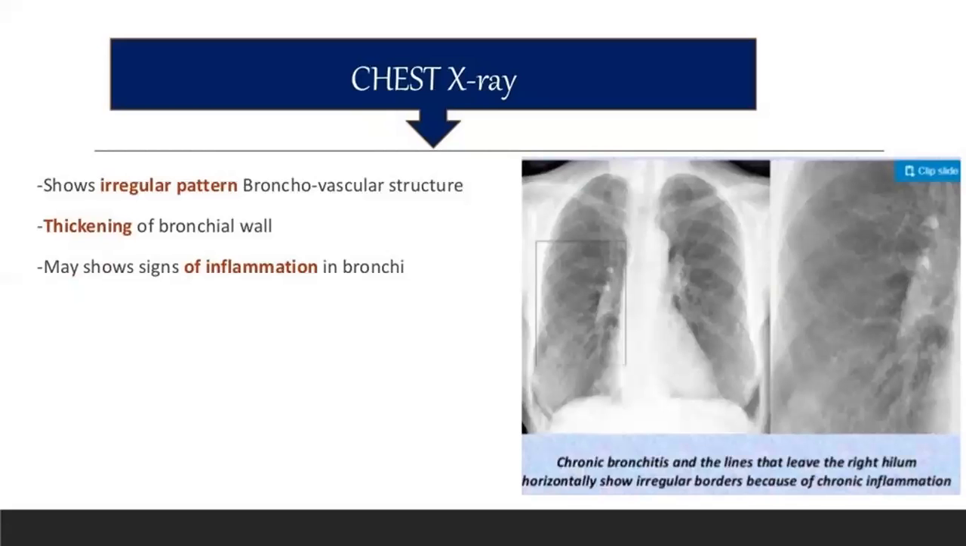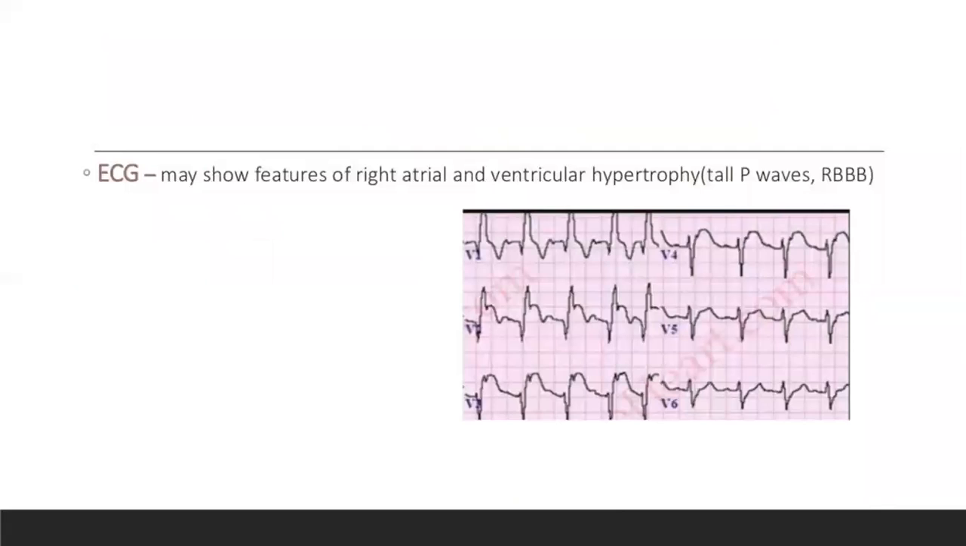Here you can have a look at the chest X-ray. This is chronic bronchitis, and the lung shows irregular borders because of chronic inflammation. This shows an irregular pattern, bronchovascular structure, thickening of bronchial wall. It may show signs of inflammation in the bronchi. This is the ECG of a bronchitis patient. ECG may show features of right atrial and ventricular hypertrophy, tall P waves.